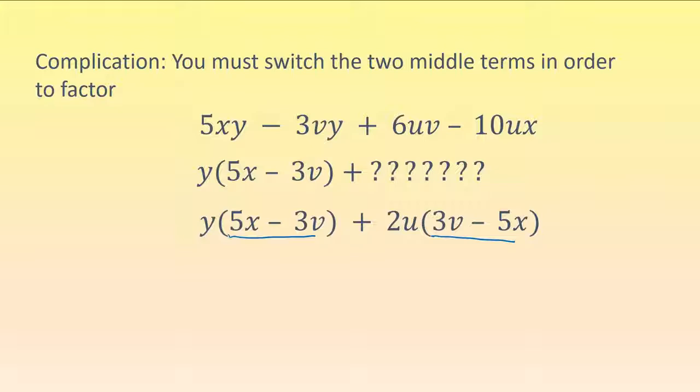But 5x minus 3v and 3v minus 5x are opposites. And remember that you can change opposites by pulling out a negative 1. So now I need to pull the negative 1 out of here in addition to the 2u. And when I do that, they match up, 5x minus 3v. So now I apply the distributive property and I have my solution.